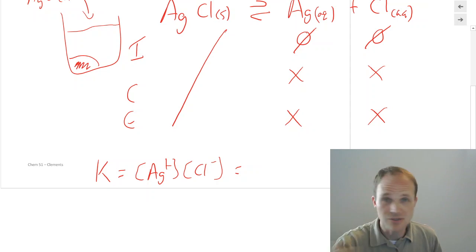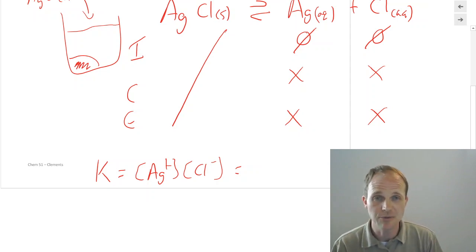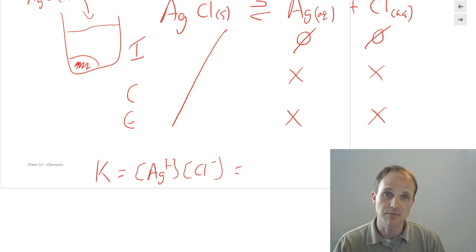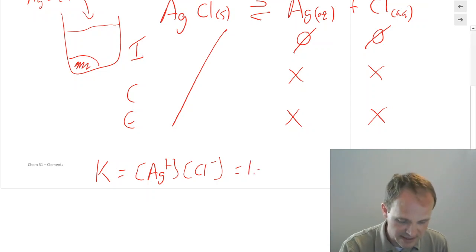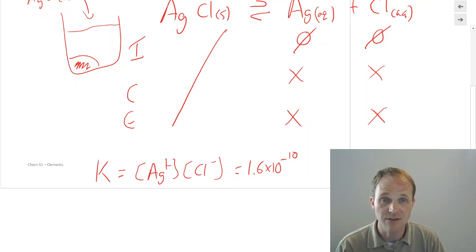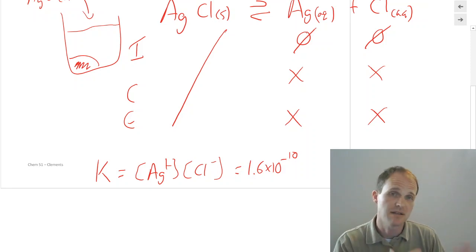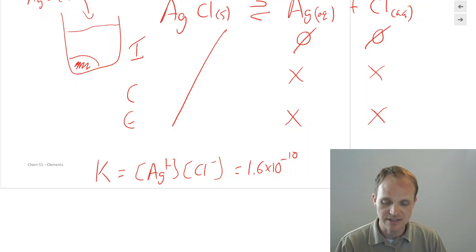Now, these are not numbers you need to know. These are numbers you can look up in a table. And generally, a table is called a solubility product table. So we can look that number up. It is 1.6 times 10 to the minus 10th. A very, very small K value, because not much dissociates. We say it's generally insoluble.